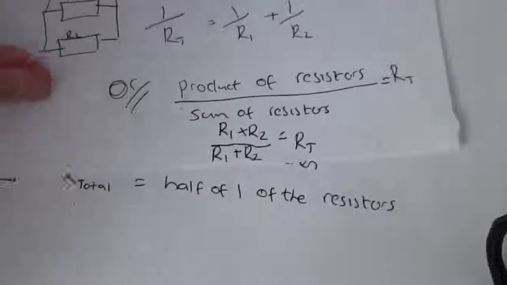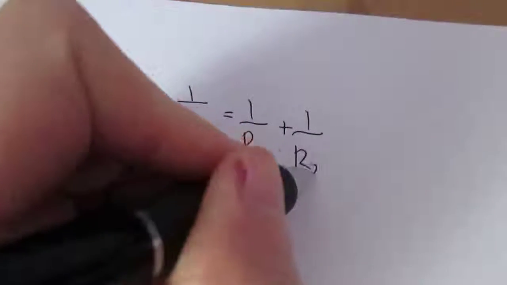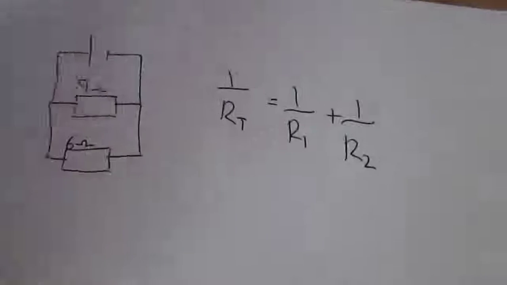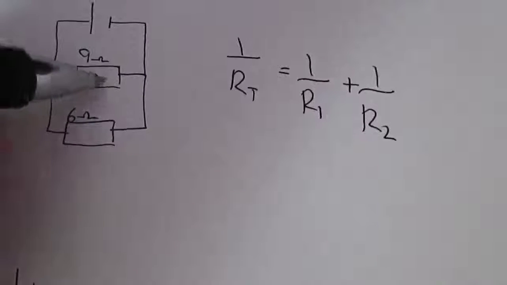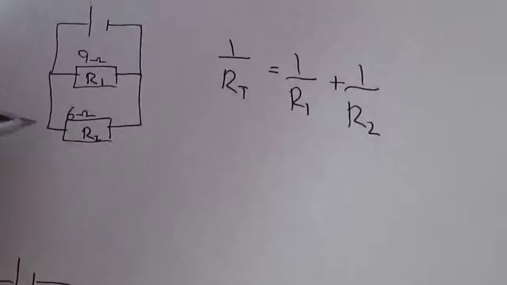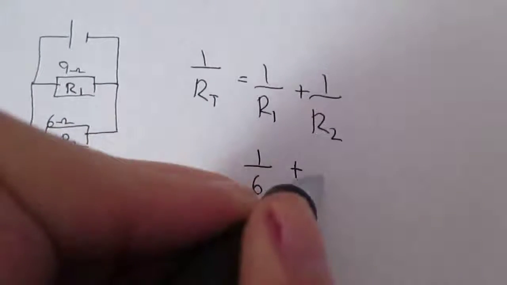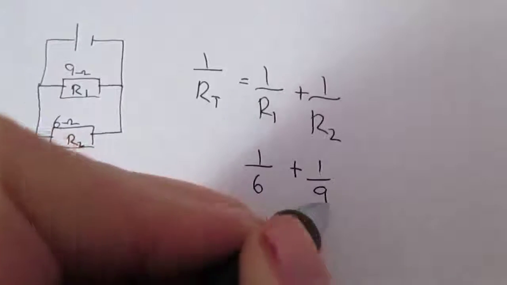So let's try that now. Here we have resistances of 9 and 6. Using the first one, in physics you always write out your formula: 1 over the total resistance equals 1 over R1 plus 1 over R2. It doesn't really matter which one you call R1 or which one you call R2. So here I'll just call this one R1 and that one R2. So I have 1 over 6 plus 1 over 9.